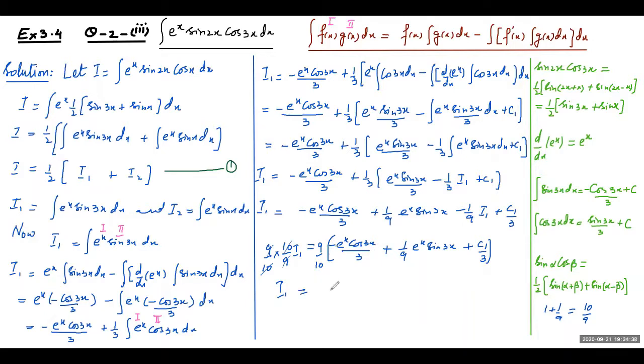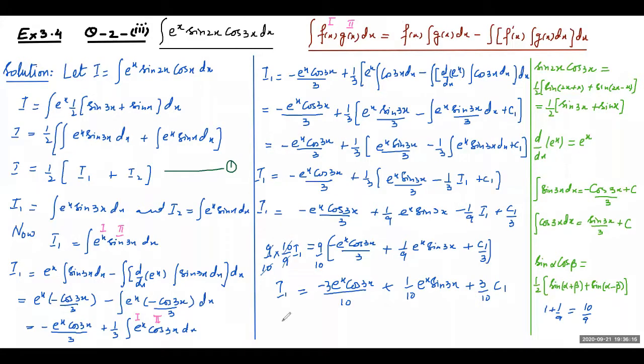just open up all these brackets, and what you are going to get, this 3 and 3 got cancelled, minus e^x cos 3x times 3 divided by 10 plus 1 by 10 e^x sin 3x plus 3 by 10 C1. This is the value of I1.